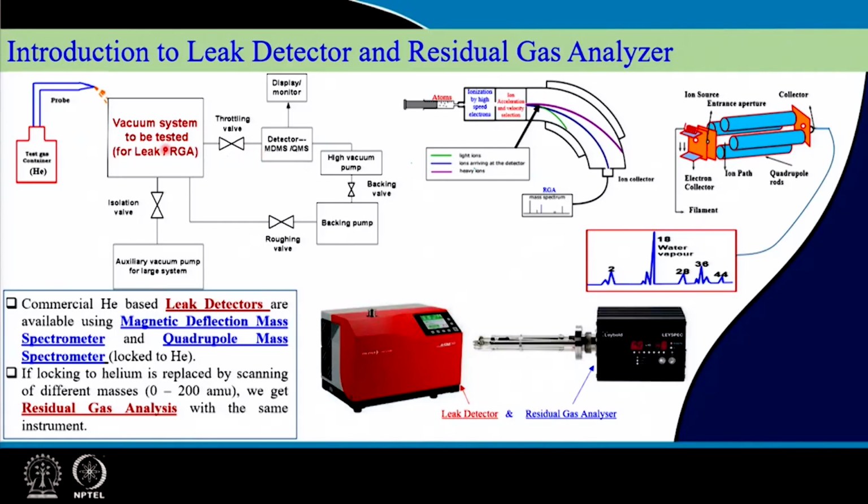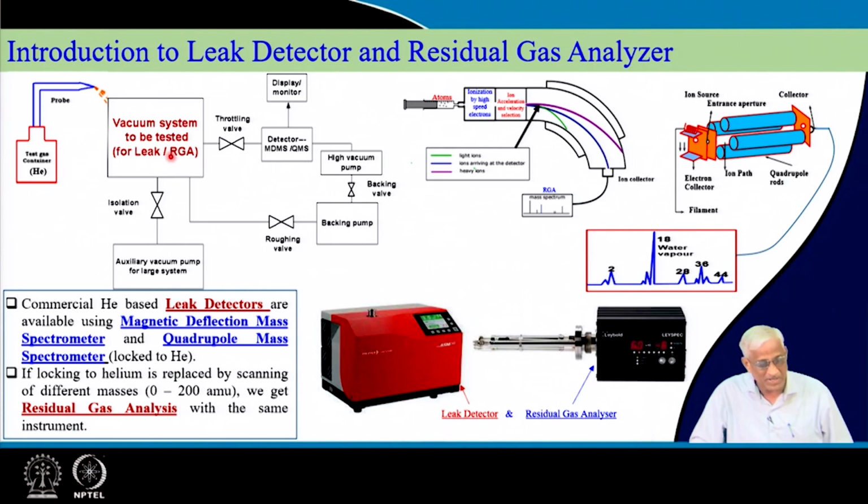In a typical vacuum system, what is it we are trying to do? Carefully concentrate on this diagram. This is the vacuum system to be tested for leak as well as RGA. Because some problem was there, it was not properly working, so we are sending it to the repairing section. What they will do? This is a high vacuum system and that is connected to a leak detector.